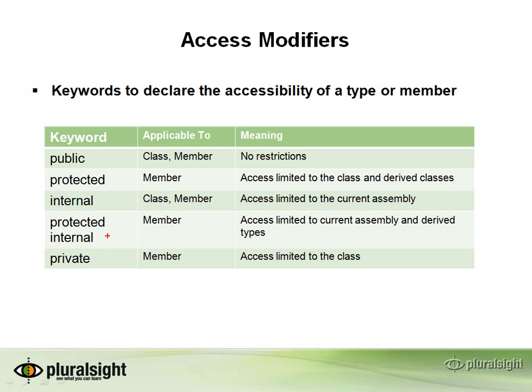There is also protected internal. This only applies to a member, and it limits access to that member to the current assembly and to derived types. And finally, there's private. This is the default accessibility level of a member, and it limits access to just inside of the class.